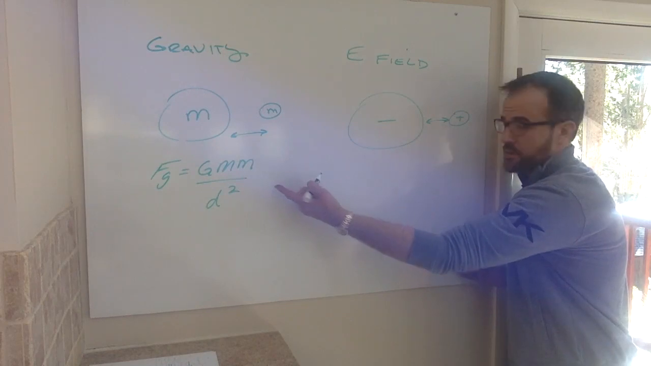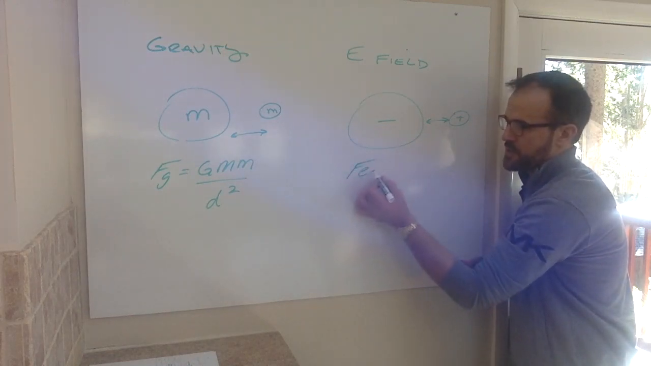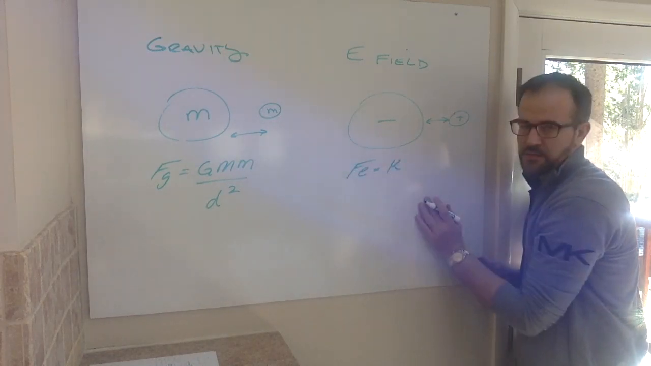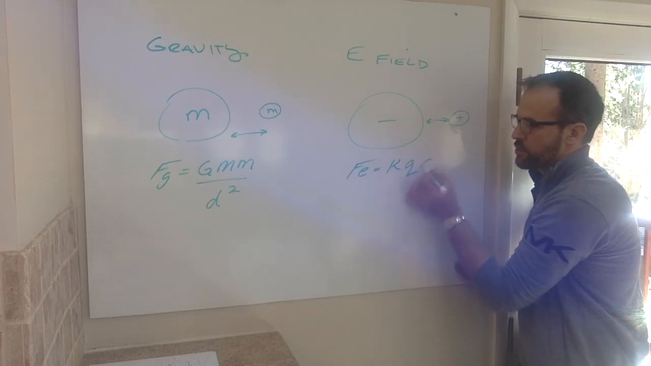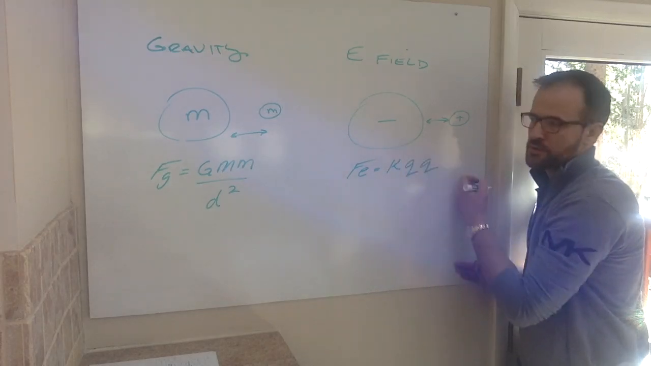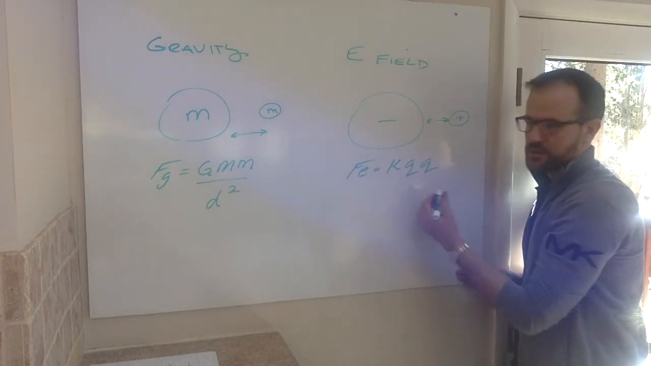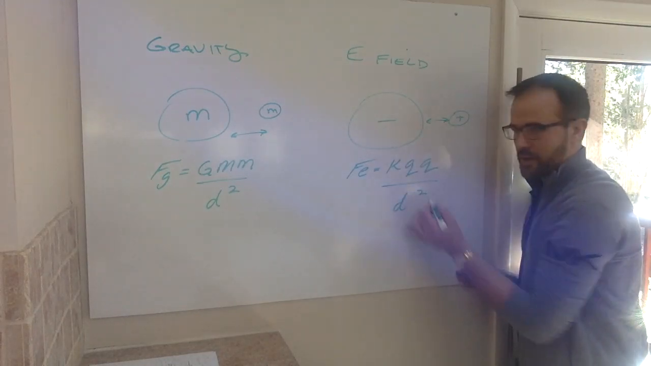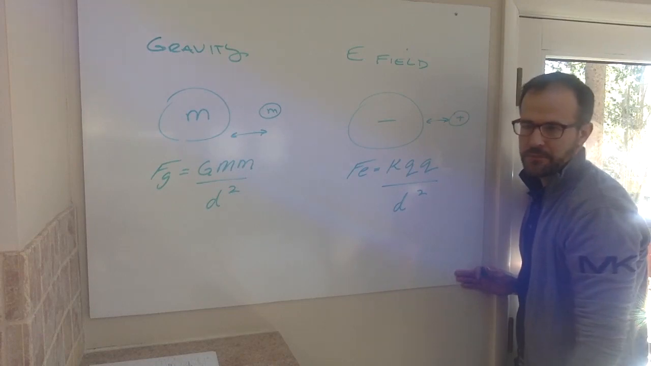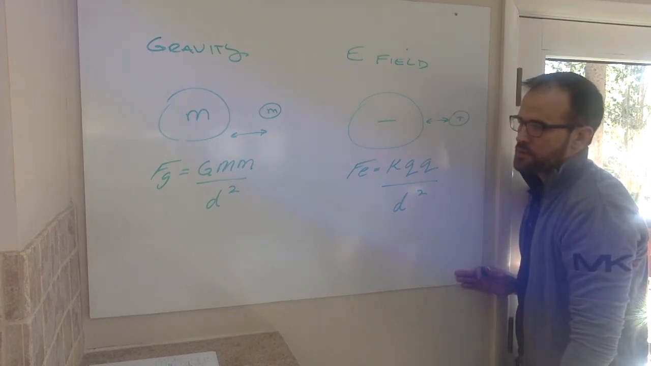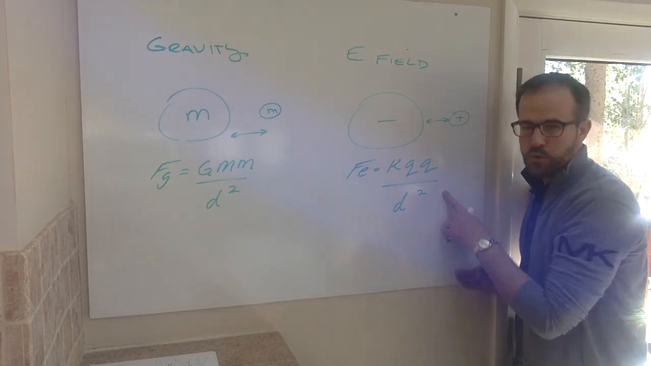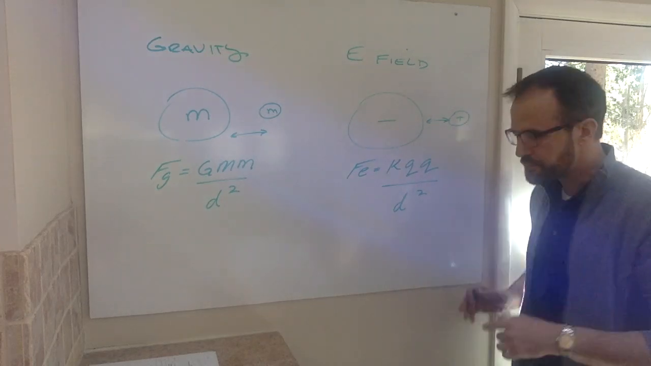Looks real similar to this formula. The electrostatic force is K, a different constant, times Q, Q, those are the charges. So just like the two masses, it's the two charges, with a different constant, over distance squared. Inverse square law, pretty neat. So this is regarding the forces. We call this Coulomb's law. That was my last video.